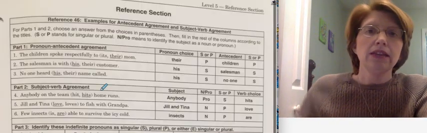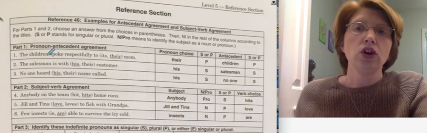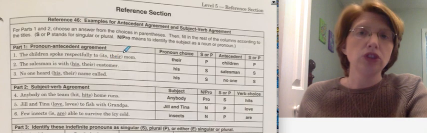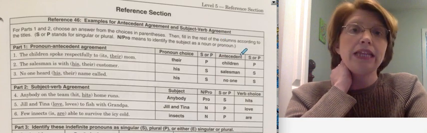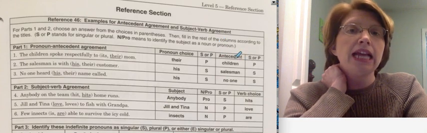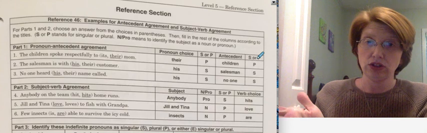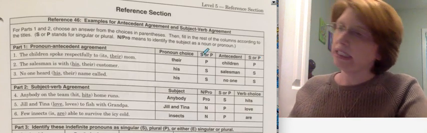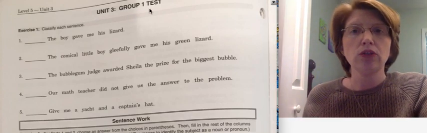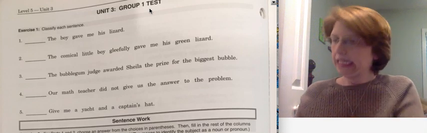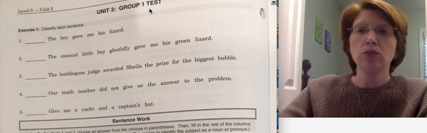Now, this is what it's going to look like on our page, and we're going to do some of this together. You're going to look at the sentence. You're going to pick which pronoun we're going to use. We're going to figure out if it's singular or plural, what the antecedent is, and if the antecedent matches. Is it singular or plural? Okay, because they have to match. Okay, let's look at the page in your book. At the top, it should say Unit 3, Group 1 Test. And this is page 28 in your book.